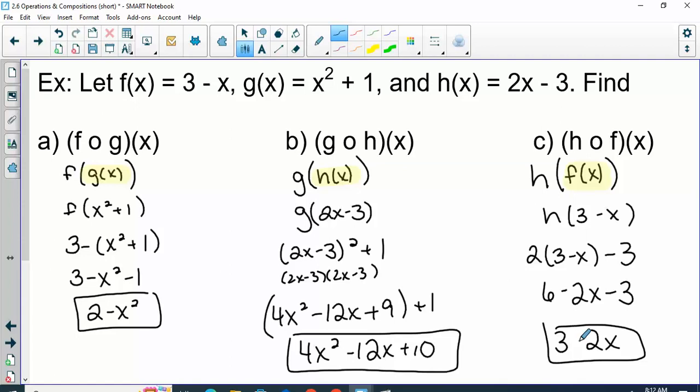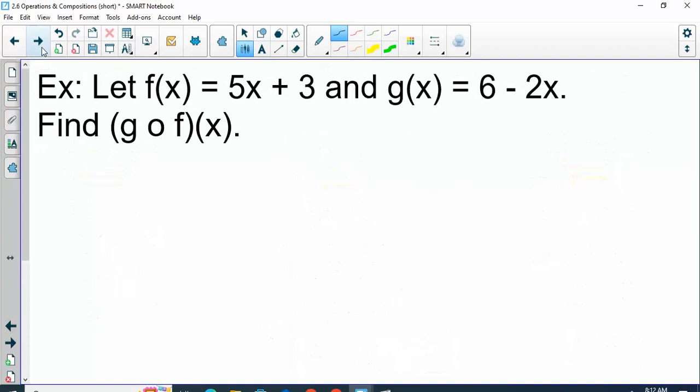Any issues with those? So we can do compositions without having numbers to plug in. Why don't you guys try this one?